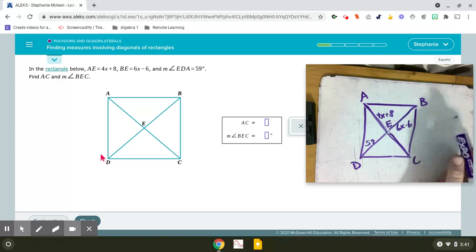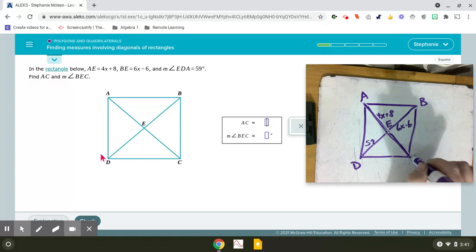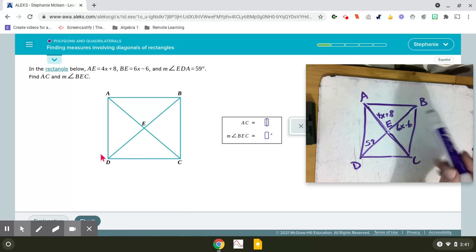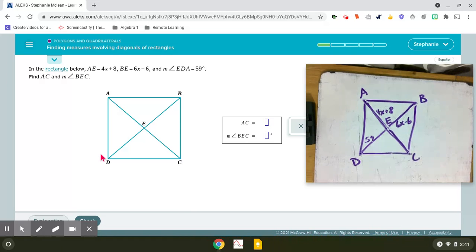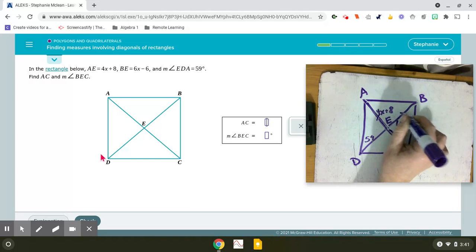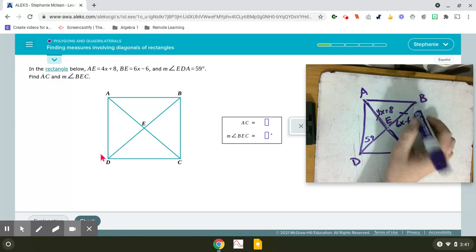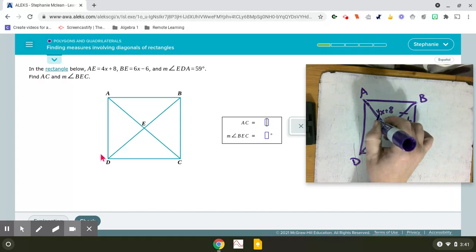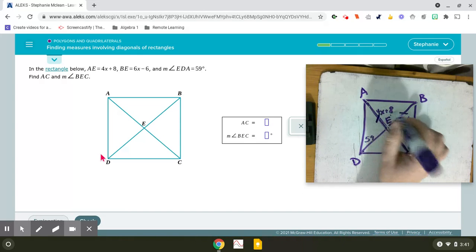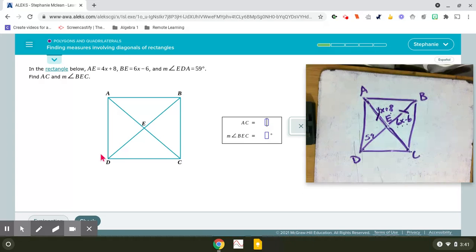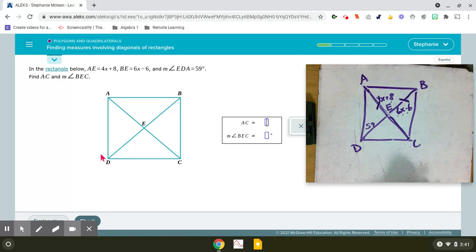The first thing they ask for is AC. Now there's an extra step that we have to do here compared to what we did in our last one. We know that the diagonals are equal and that they bisect each other. That means that this length here, 4x plus 8, is equal to this length here, 6x minus 6, and we're going to solve for x.